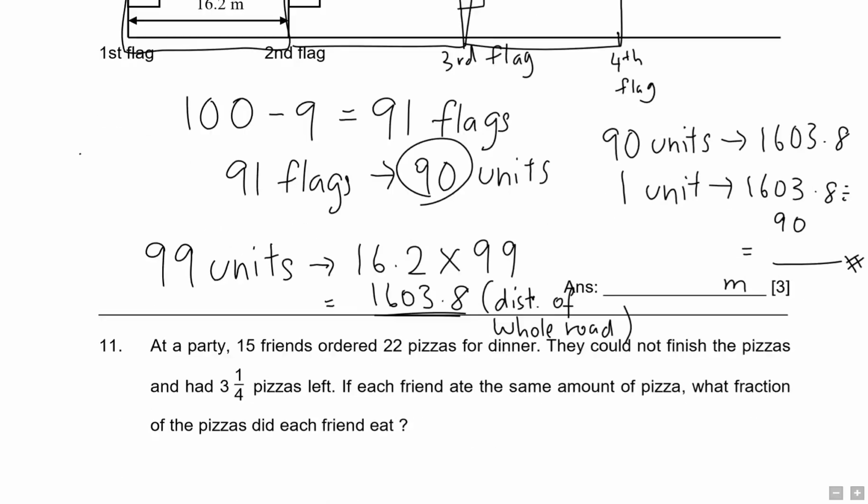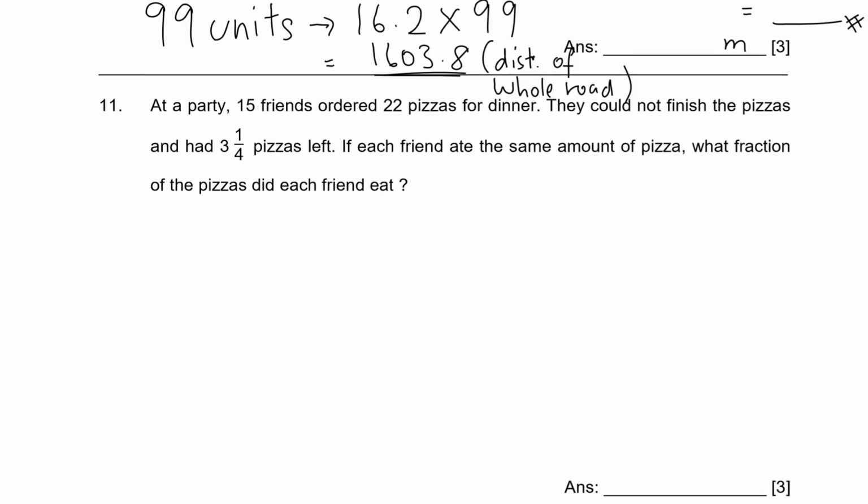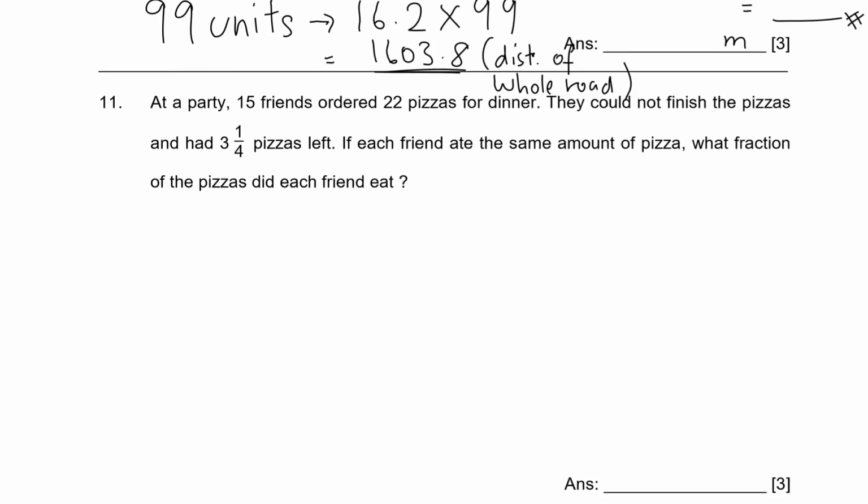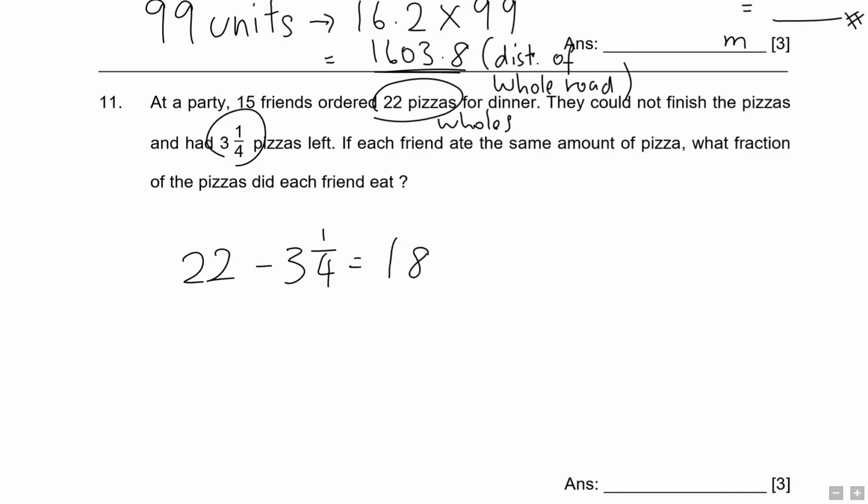Okay, question 11. You have a party and you have 15 friends who ordered 22 pizza, which means 22 wholes. But they couldn't finish the pizza. They had 3 whole, 1 quarter left. So let's find out how much was eaten. 22 wholes minus 3 whole, 1 quarter. So they have actually only eaten a total of 18 whole, 3 quarter pizza. And all these are eaten by how many people? 15 friends.